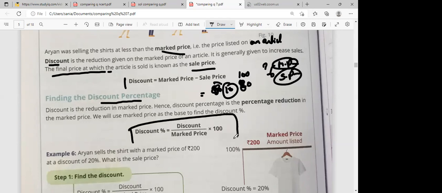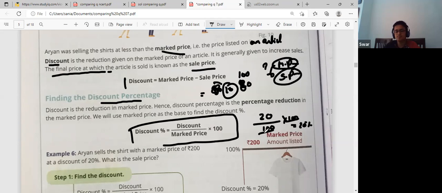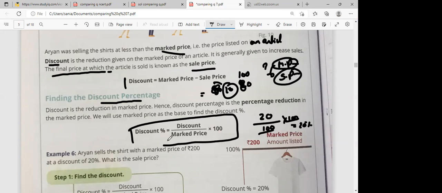But if I ask you to find the discount percentage, then you are going to use this formula. Discount percentage is discount upon marked price multiplied by 100. So how much discount did you get? 20 divided by your marked price, 100, multiplied by 100. So you got 20% discount. Clear?